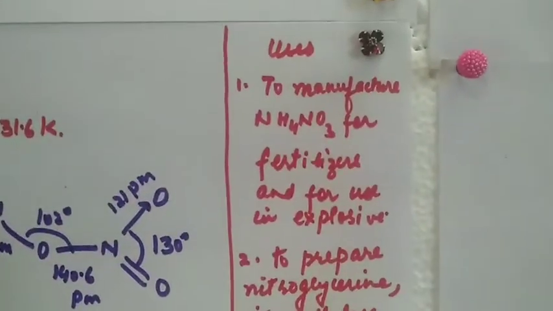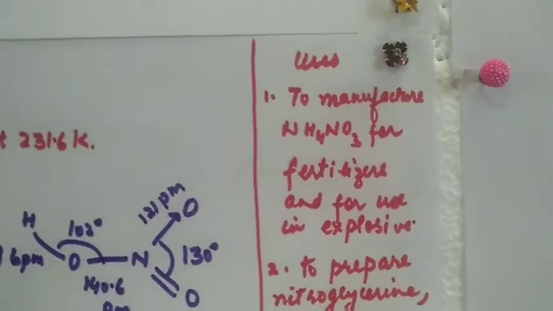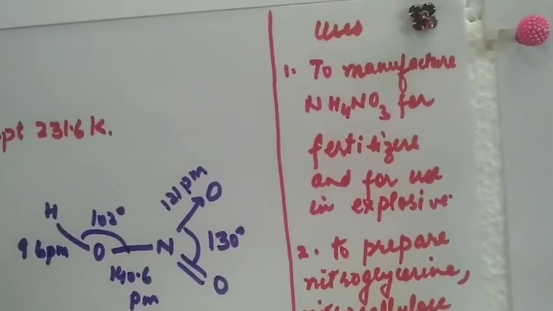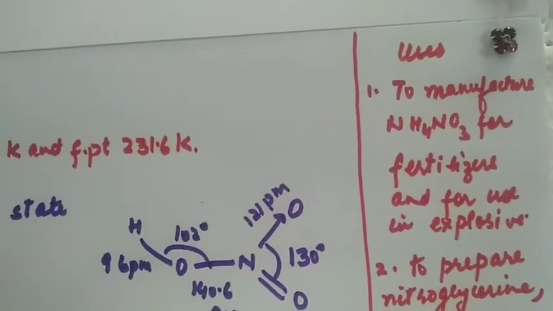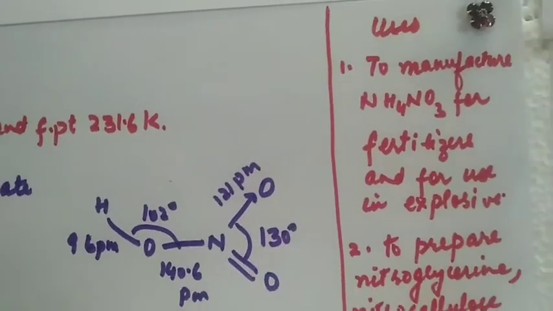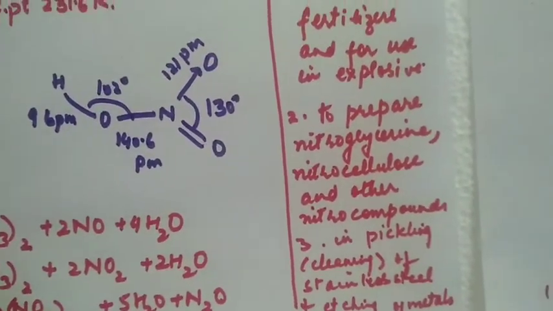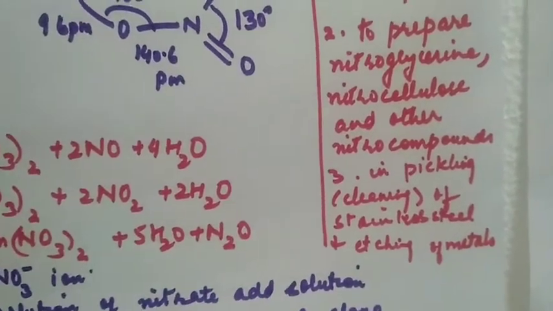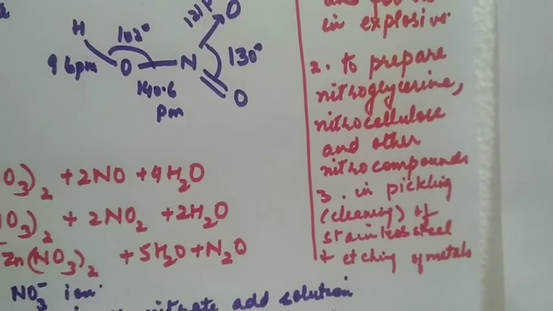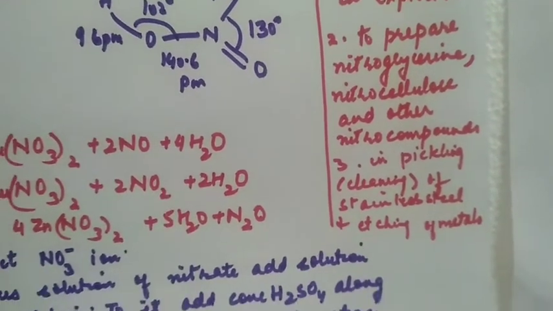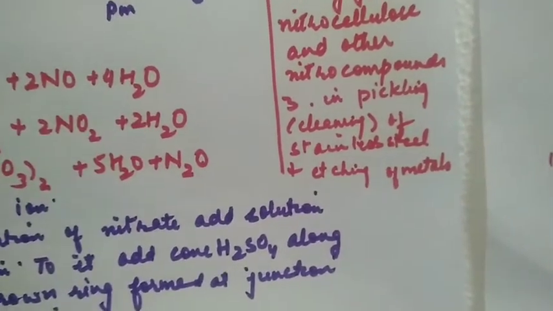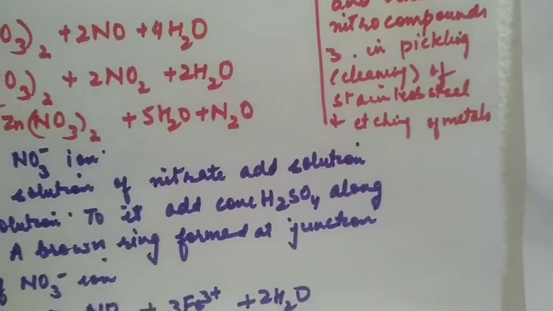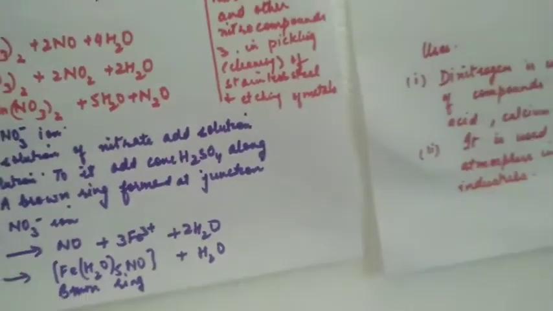Uses of nitric acid. It is used to manufacture ammonium nitrate for fertilizers. It is also used in explosives. The recent bomb blast that took place in Beirut involved the ammonium nitrate explosive. It is also used to prepare other explosives like nitroglycerine, nitrocellulose, and some other compounds. Nitric acid is used in pickling, that is cleaning of stainless steel utensils and objects, and it is also used for etching of metals. The next compound that we will be covering is dinitrogen.